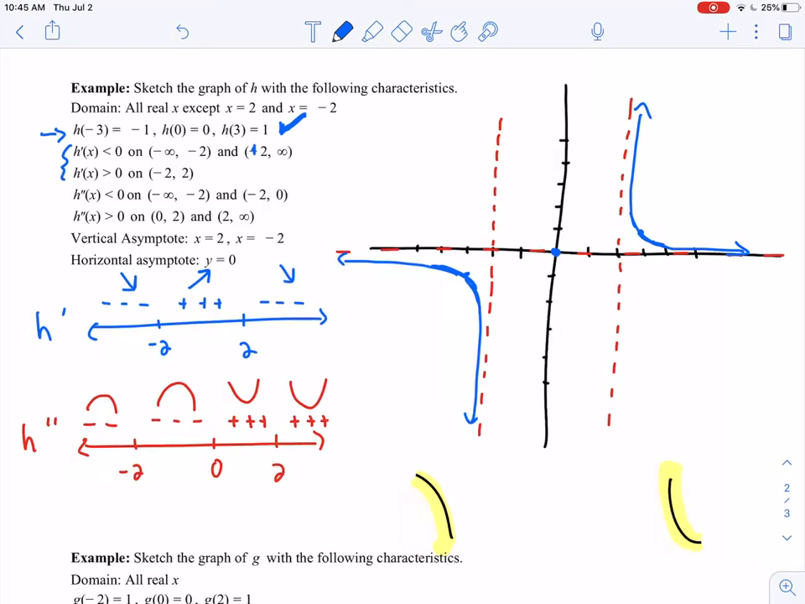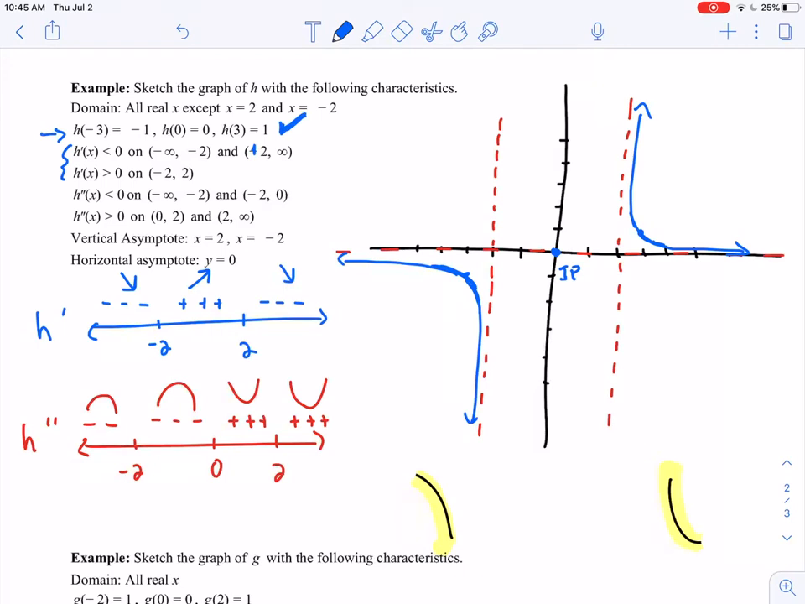The middle part is interesting. Here, I notice that there's a sign change in my second derivative at 0. We also have a point that exists at 0, 0. This means we must have a point of inflection at 0, 0. If you recognize that, you may also just want to label it and say, hey, this is an inflection point right there at 0, 0.